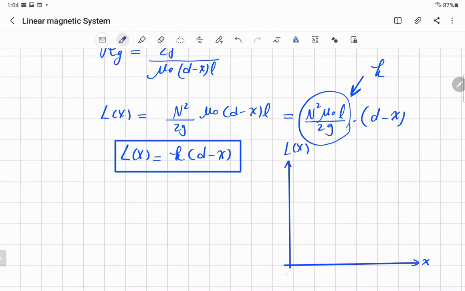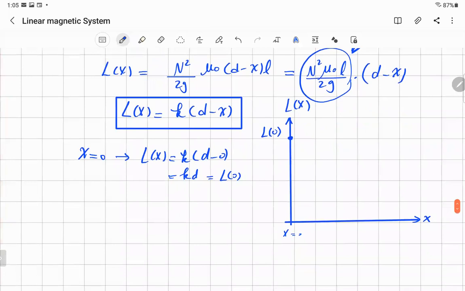The first one, when X equals zero. When X equals zero, what's the value? L of X is equal to K times D minus zero, so it will be equal to K D. I will call this L zero here. So L zero is equal to K times D, the constant D.